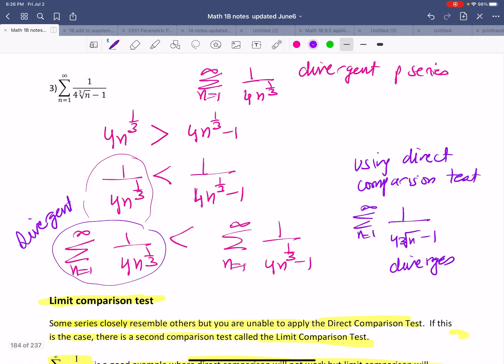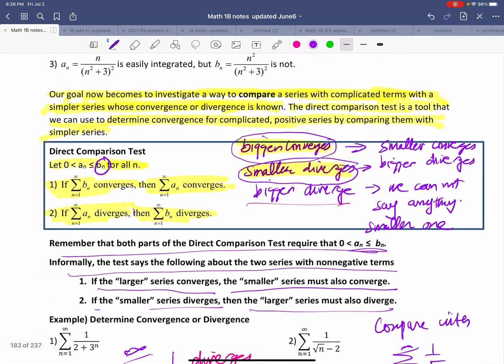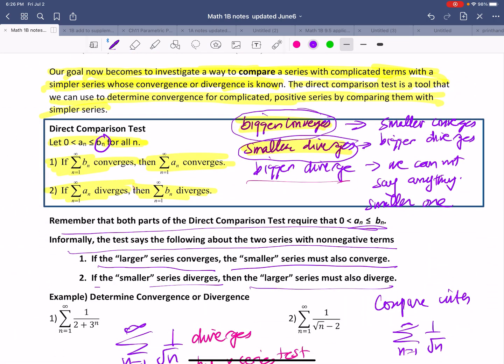And when you're doing the direct comparison test, you want to find either a bigger series that is convergent, or a smaller series that diverges. If you find a bigger series that diverges, that's of no good to you, because you cannot say anything about the smaller series.